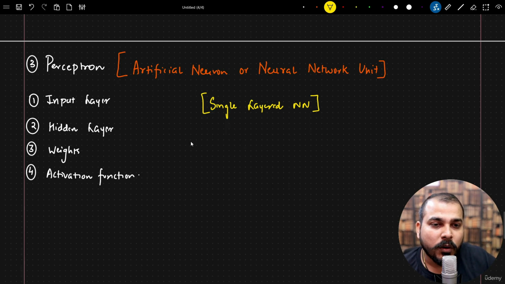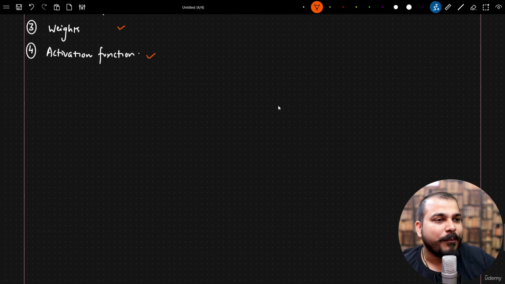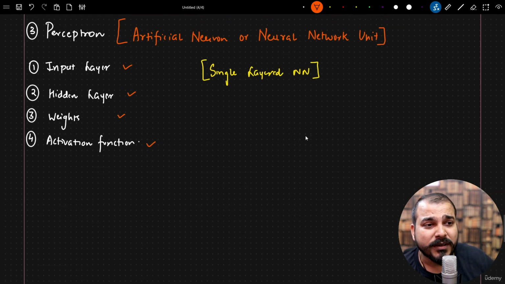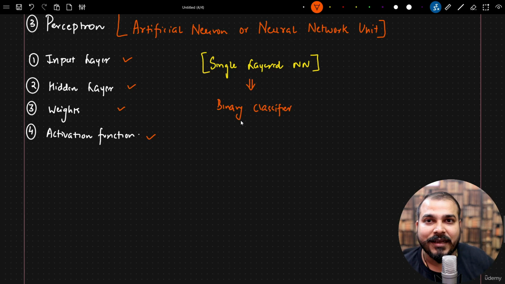So in this video we are going to cover what exactly the input layer, hidden layer, weights, and activation function are. Let's take a very simple example. This Perceptron, which is a single layer neural network, is used in solving binary classification. That basically means if my data set has a problem statement of a binary classification kind, we can definitely use this Perceptron to solve it.